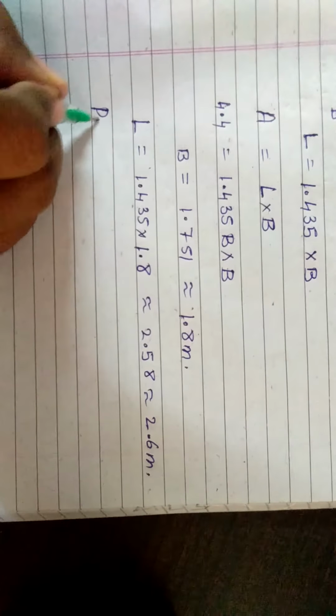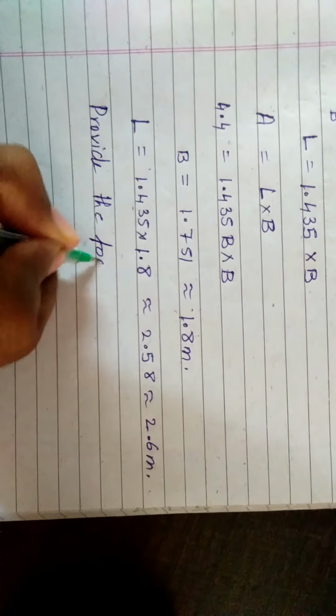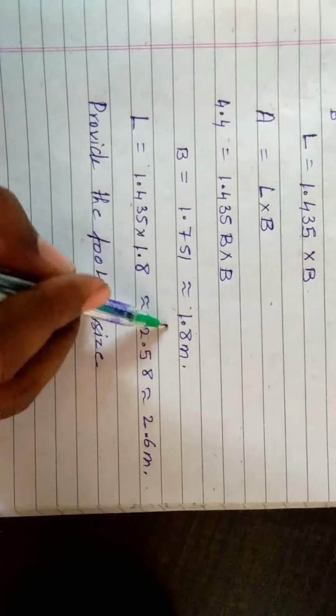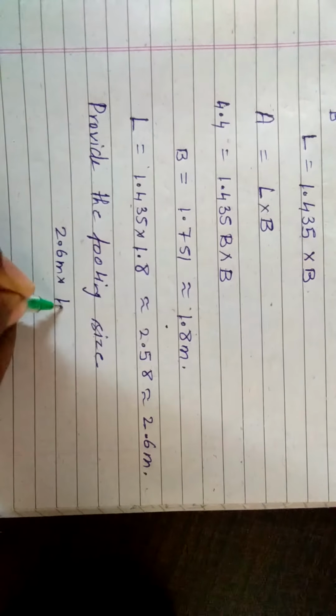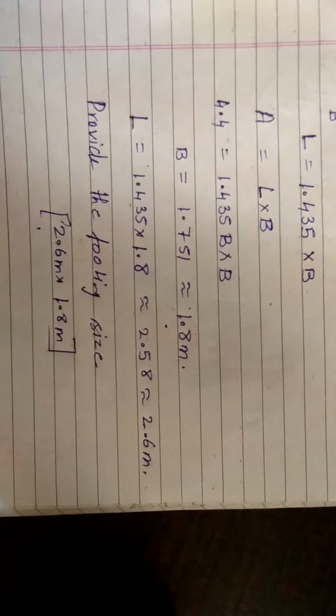Okay, so we will provide the footing size with the value of B and value of L, that is 2.6 meter by 1.8 meter. Here we get the size of the footing.